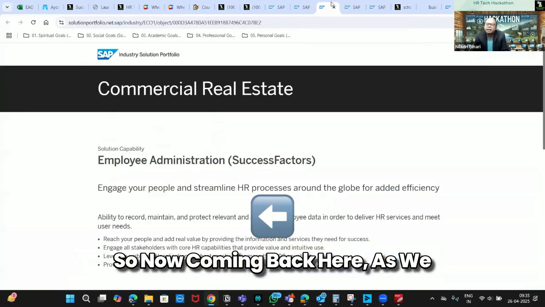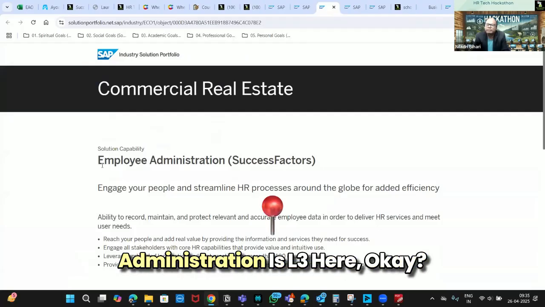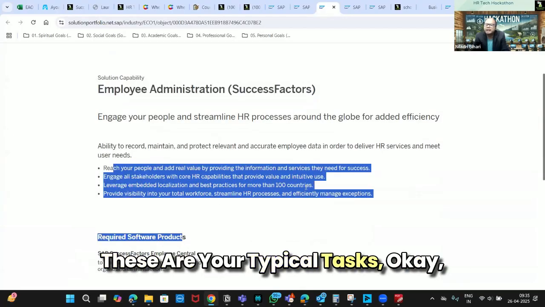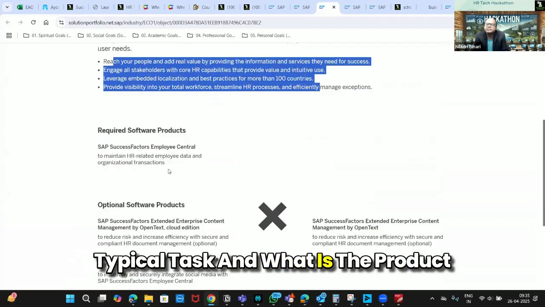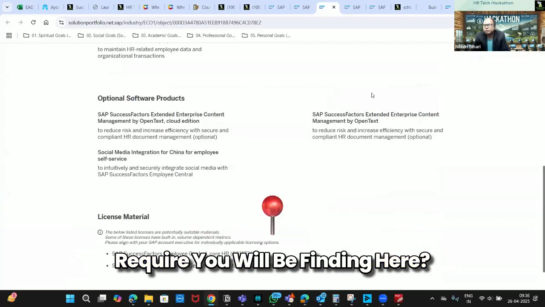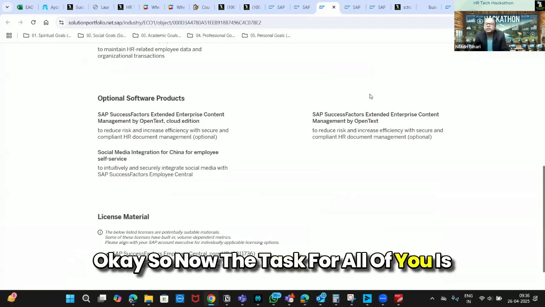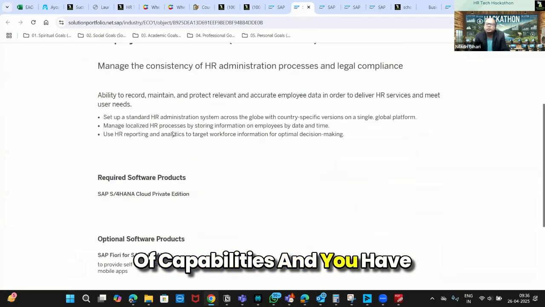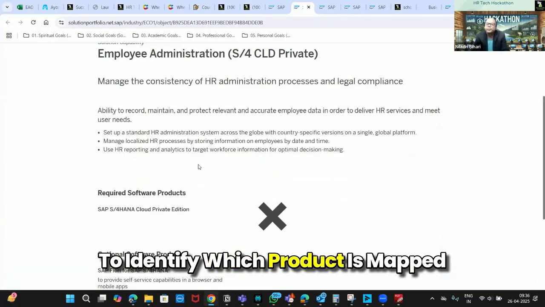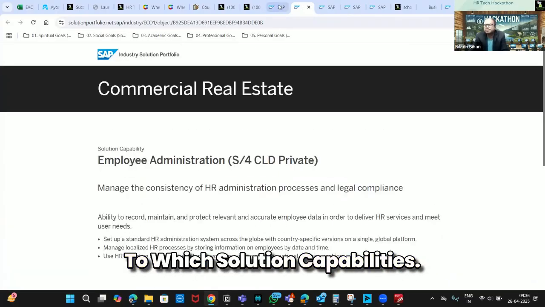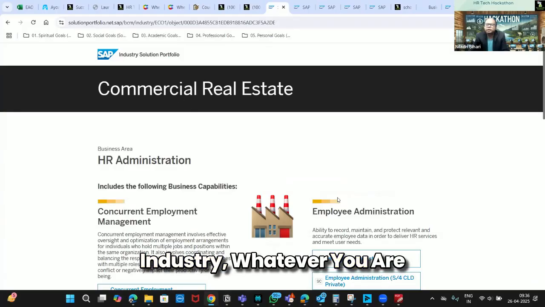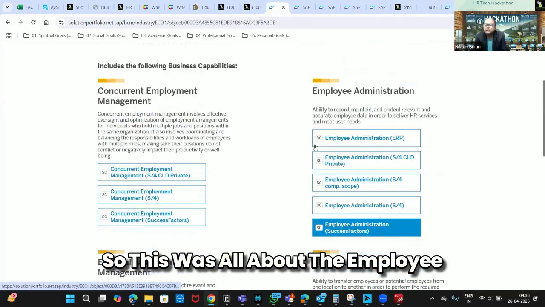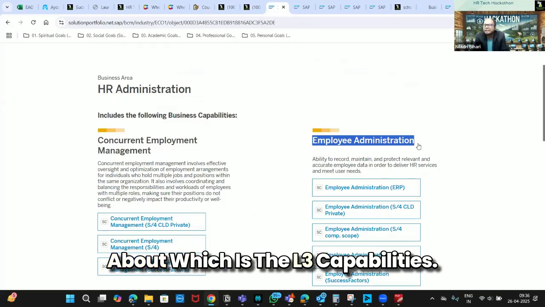Now coming back here, as we have understood, employee administration is the L3 here. Under that, whatever you are doing, these are your typical tasks, and what the product requires, you will find here. The task for all of you is to go through these kinds of capabilities and identify which product is mapped to which solution capability, based on the industry you choose. This was all about employee administration, which is the L3 capability.